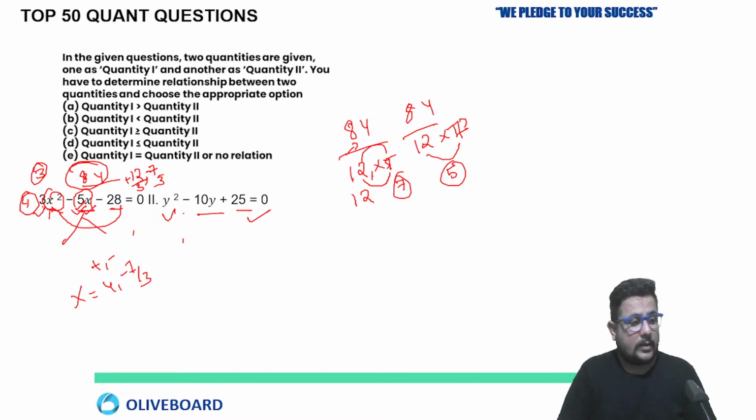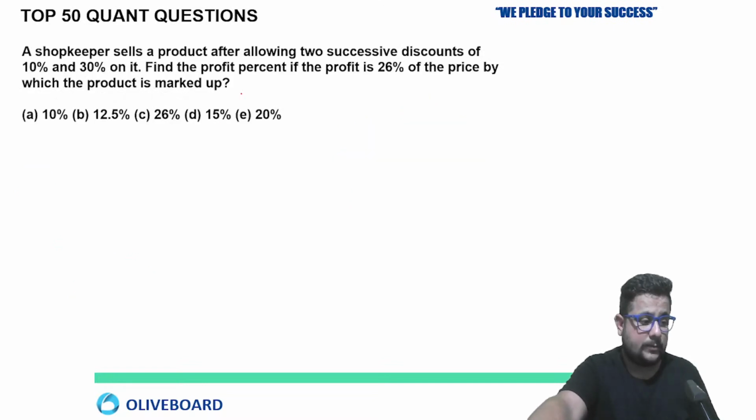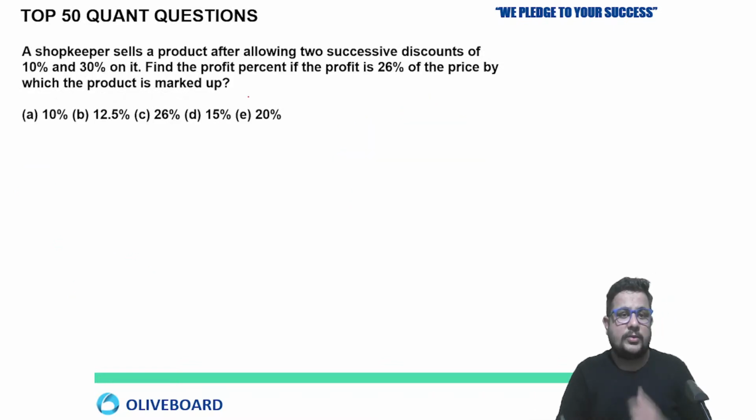Okay? Acha, factors. Here, directly you can say 25, so just 5 into 5. And minus plus means both are going to be positive. So directly, y is 5, and x is 4 or minus 7 by 3, so y is greater. So quantity 2 is greater than quantity 1. Very good. Let's move on to the next one now.